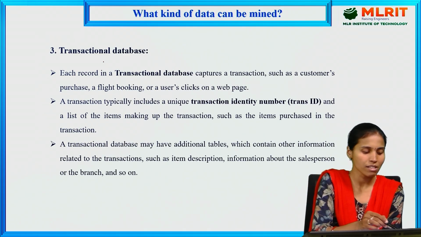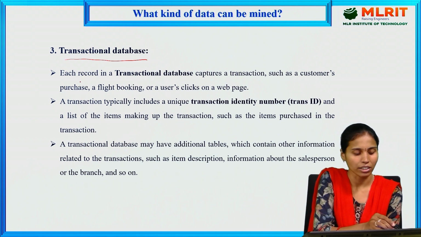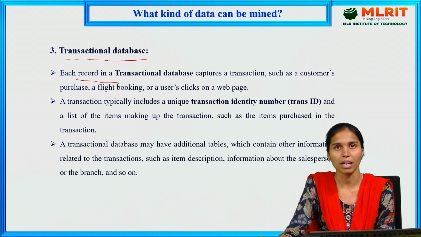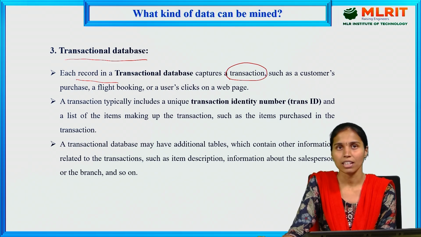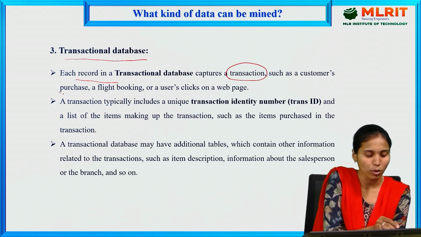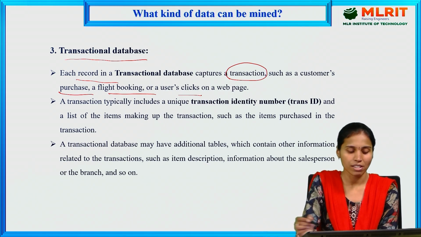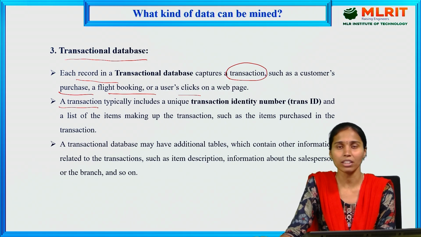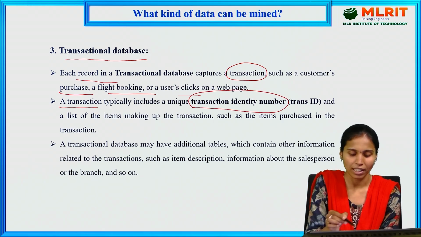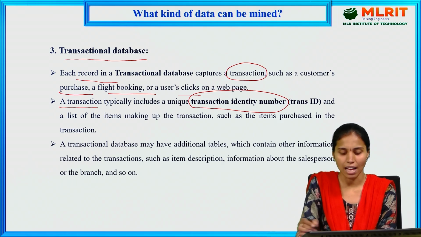So third one is transactional database. Each record in a transactional database captures a transaction such as a customer's purchase, flight booking, or a user clicking on a web page. A transaction typically includes a unique transactional ID number.